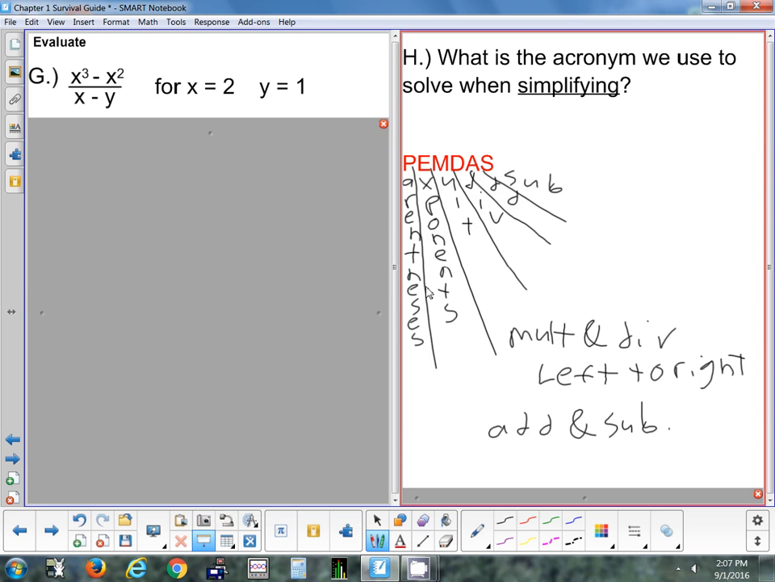A lot of this stuff's review for you guys, right? You've seen PEMDAS before, I hope. How about addition and subtraction? What order do you do that in? Yeah, you also have to go left to right. So what that means is you might do subtraction before addition. It depends on the problem. If you had 2 minus 8 plus 3, the first thing you do is subtraction. You do 2 minus 8 first, and then add 3 at the end. Okay?